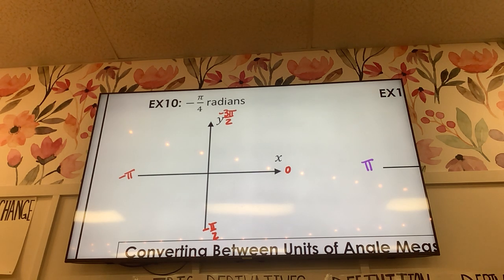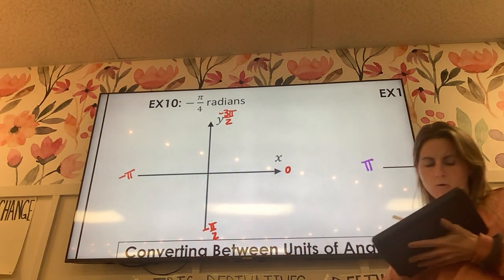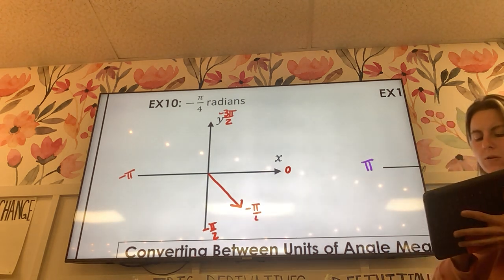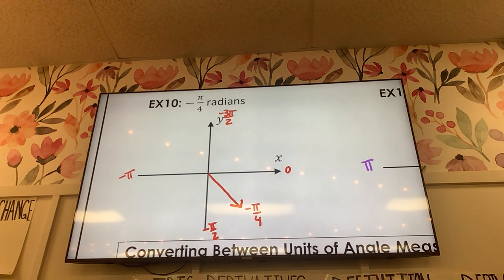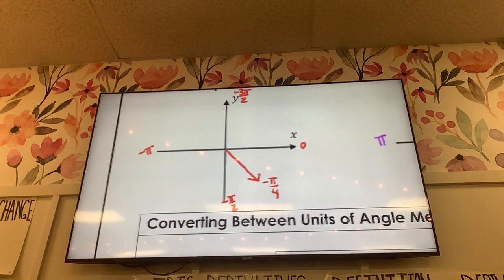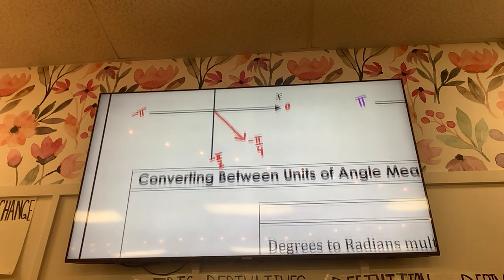So where would you draw negative pi over 4? It's in between 0 and negative pi over 2, so right here in quadrant 4. So this would be where negative pi over 4 goes. Okay, so that's kind of drawing them. You're going to have a couple of those questions. I think the first 8 on your homework are either drawing or stating what quadrant they're in.